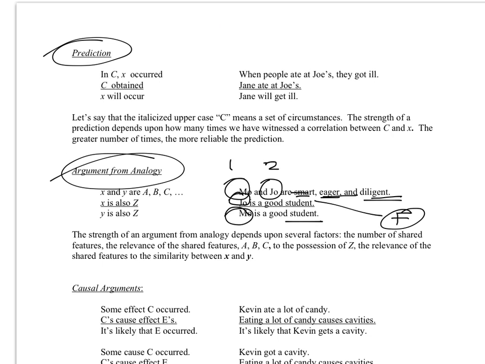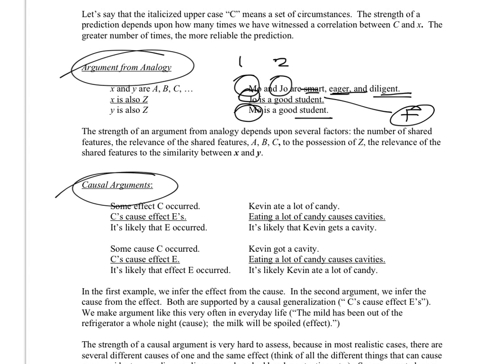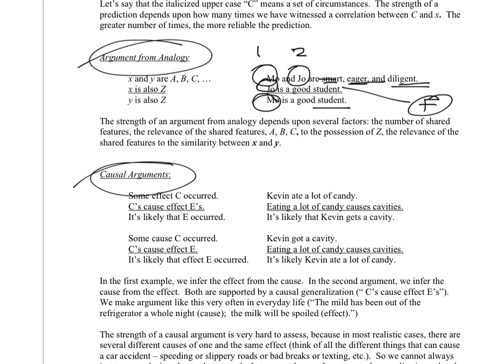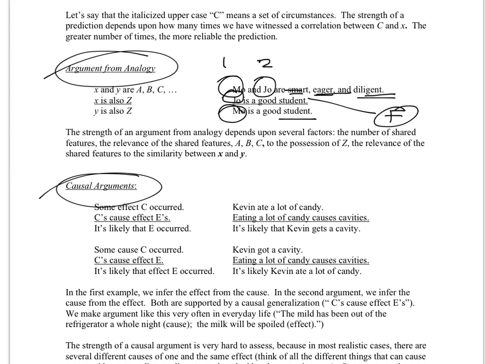And finally, we're going to move on to causal arguments. Again, this is another fairly common type of inductive reasoning. This illustration uses one and the same generalization, namely eating lots of candy can cause cavities. In the first example, we say that Kevin ate a lot of candy. Eating a lot of candy causes cavities. So eating a lot of candy would be the cause. Getting cavities would be the effect.